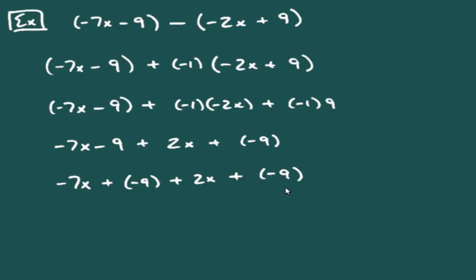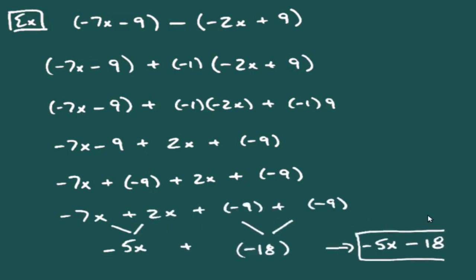Well, we rearrange things and put all of the like terms together. So we've got a negative 7x plus a 2x. Then we've got our negative 9 plus our negative 9. Well, negative 7 plus 2 gives us a negative 5x, plus negative 9 and negative 9 gives us a negative 18. And so for our final answer, we write our final answer with the subtraction abbreviation so that we don't have these extra parentheses, and we've got negative 5x minus 18.